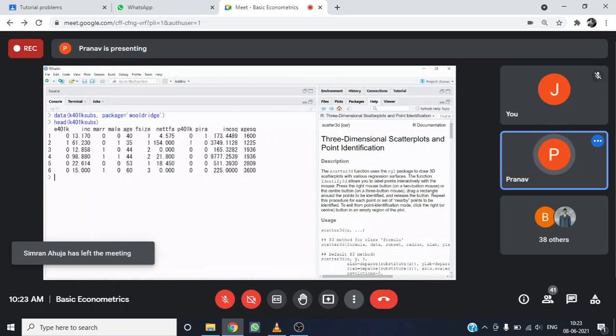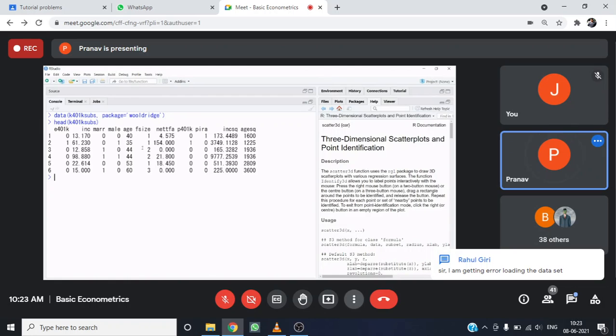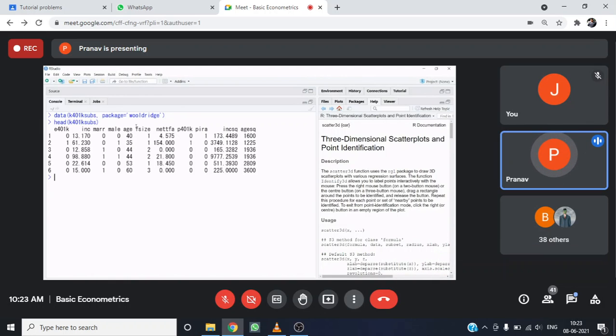So please do that. You have to run a regression of net total financial assets on E401K, income, male, age, but transformed age, and for single individuals. This FSIZE is your family size. So single individual will correspond to the subset of FSIZE having a value 1. So please do that. And once you're done, please let me know.